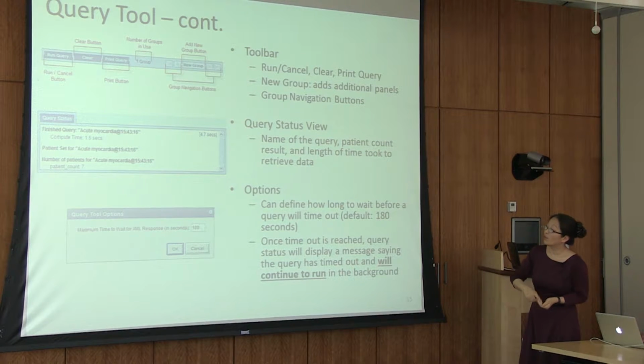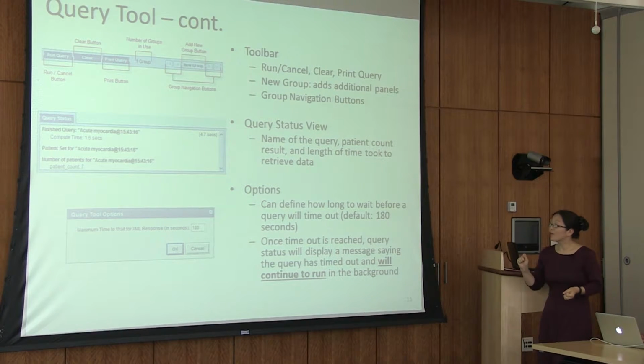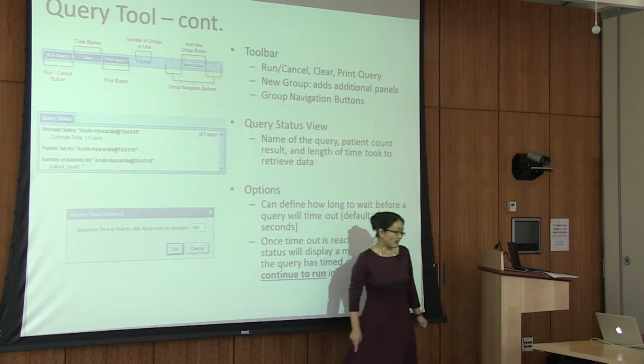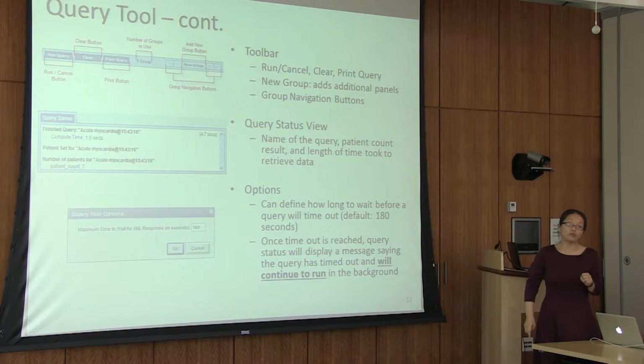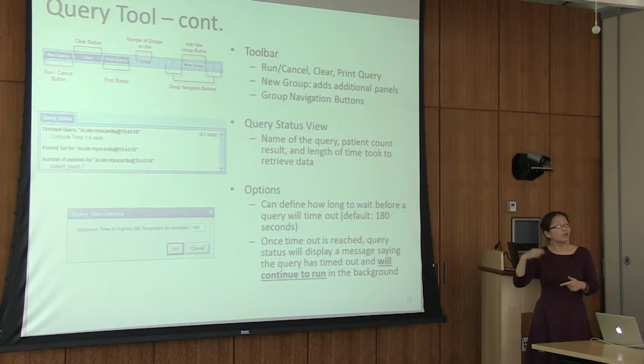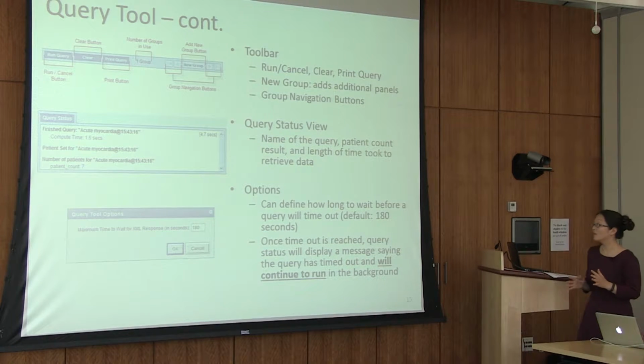And query tool option. This is the only thing you'll get if you go to query tool option. What DCDR will do is run your query for about 3 minutes, 180 seconds by default. And then it will say, query timed out, I'm running in the background, which means it's running in the background, but it's not going to do a countdown. As in, you don't have to stare at the screen. It's going to run in the background, and you can come back and look at it from your previous queries. And I will show you what that looks like.